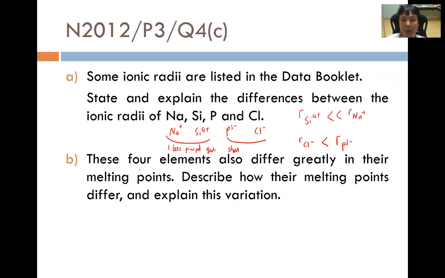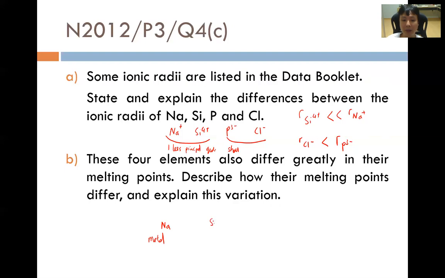Also, these four elements differ greatly in their melting points. Describe how their melting points differ and explain this variation. So Na is a giant metallic structure. There are strong electrostatic forces of attraction that hold the Na+ in the lattice position, the strong electrostatic force of attraction between the Na+ cations and the sea of delocalized electrons. So it's strong, so the melting point of Na metal is high.